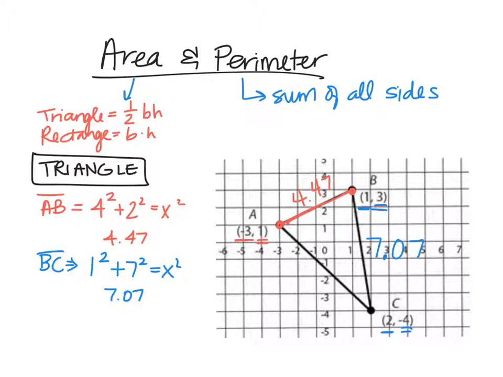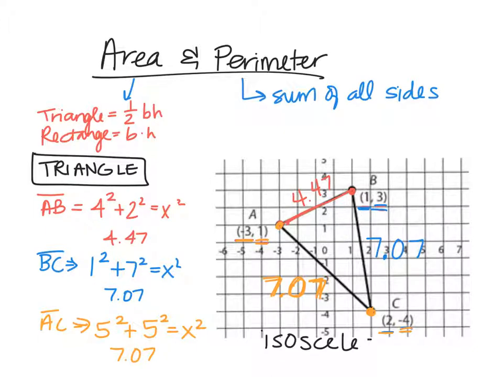And then I'll do the last side here. That's going to be from A to C. So I'm just going to look at those differences. -3 to 2 is 5 squared, plus 1 to -4, that's another 5 squared. And if I work that one out, I'm going to get 7.07 again. Now, one thing that I hope you notice is that if we get 7.07 two different times, that makes this an isosceles triangle because it has 2 congruent sides, or 2 sides that are equal. So we'll just write 2 equal sides there.